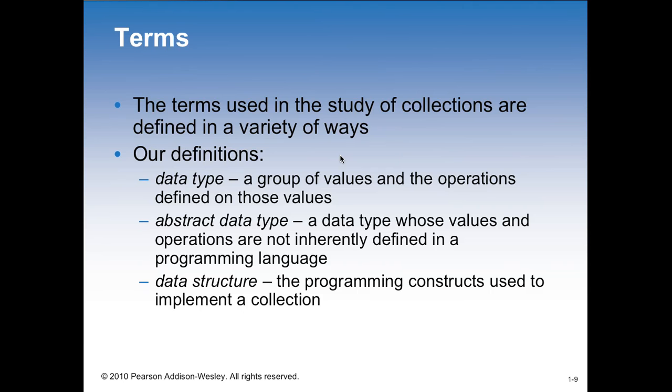So here are some terms. The terms used in the study of collections are defined in a variety of different ways, and I kind of talked about a little bit of these already. So here are some definitions to complete your vocabulary. The data type: a group of values, and the operations defined on those values. We have data types that we're storing in the collection normally. The abstract data type would be the collection. So it is a data type whose values and operations are not inherently defined in the programming language, which means if we're creating an abstract data type, it's a type we've created from built-in types normally.